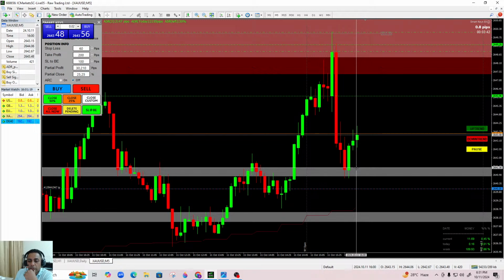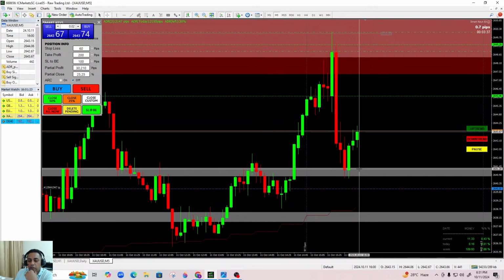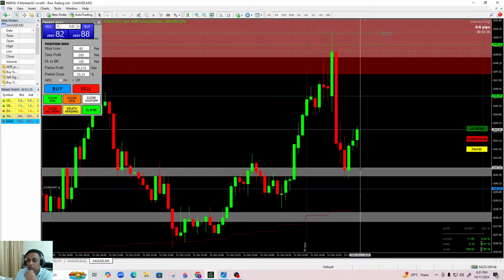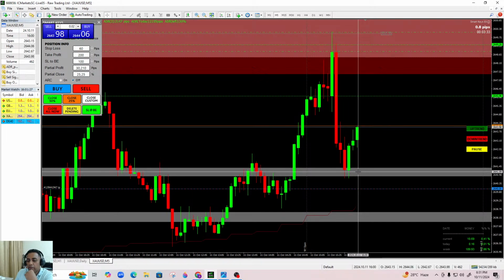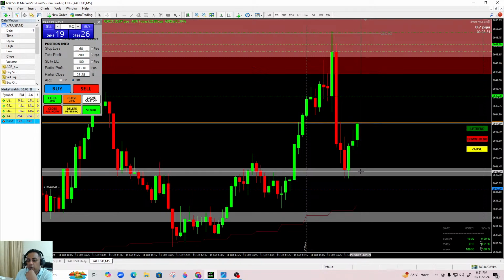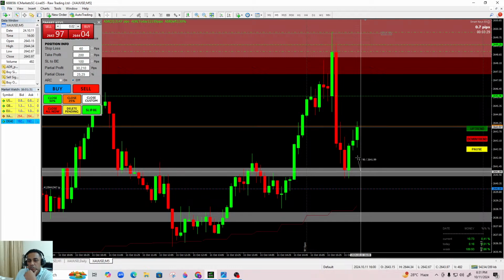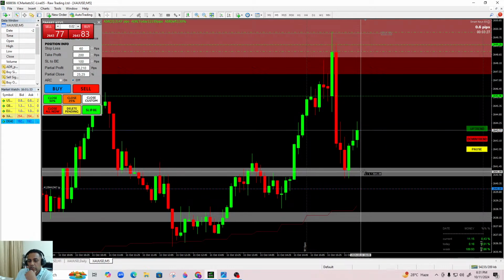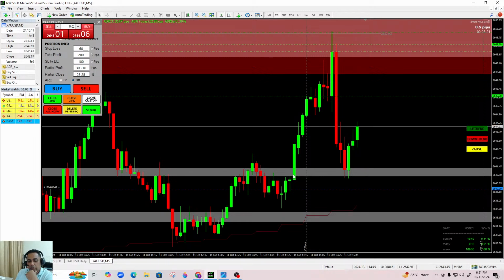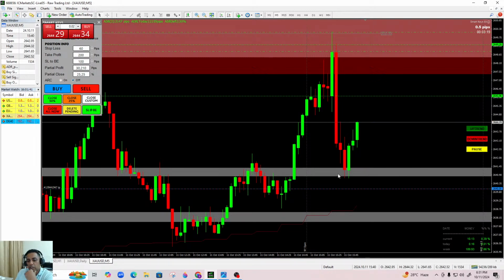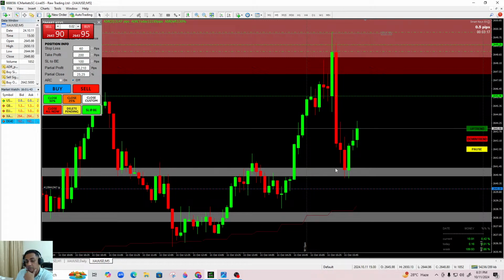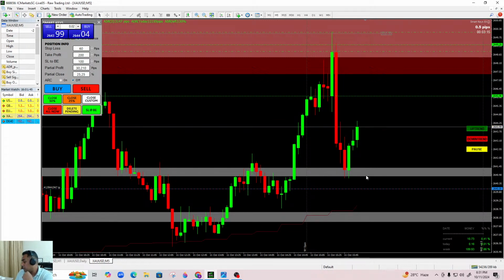Yeah, so maybe this support right here, 2641, would have been a good area to close one of these trades, about 78 pips, instead of waiting below it. Because when we draw support correctly, there is going to be some sort of a reaction.